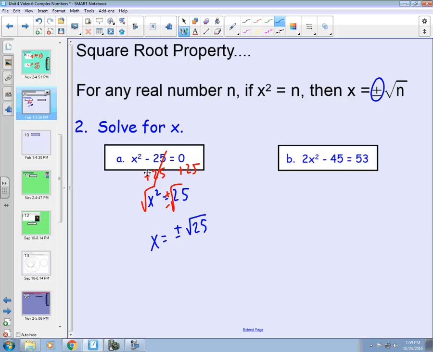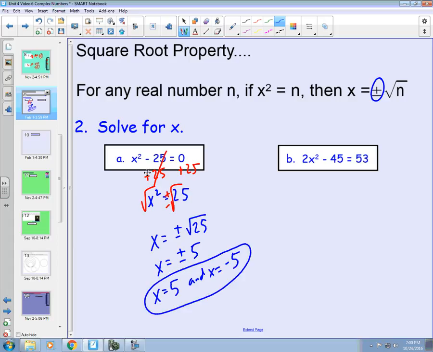And that would mean there's two answers on this one. It would be plus or minus 5, because the square root of 25 is 5. So both 5 and negative 5 are answers. There's two answers that make this true.